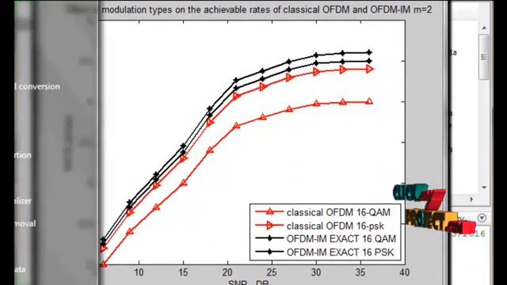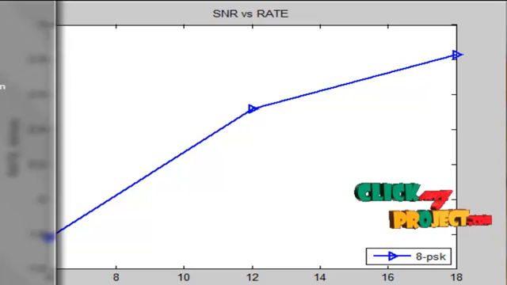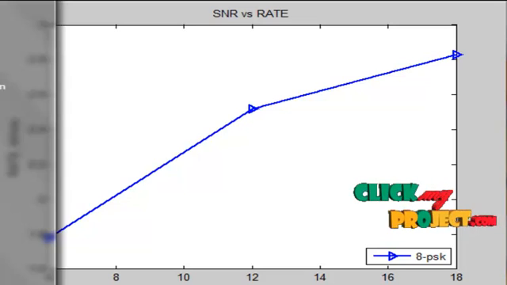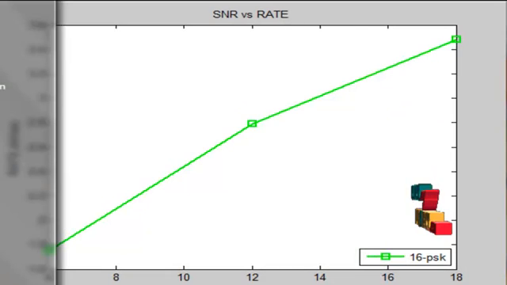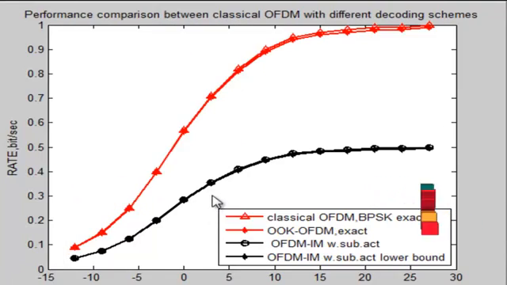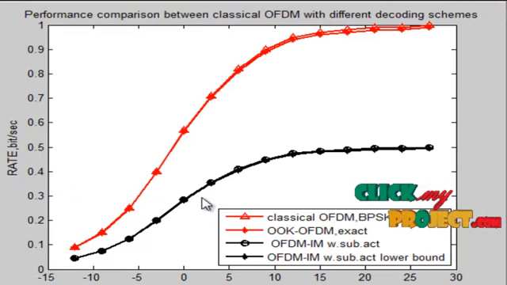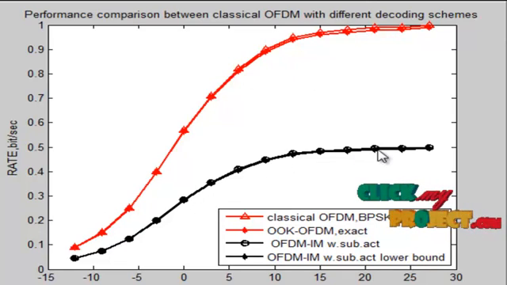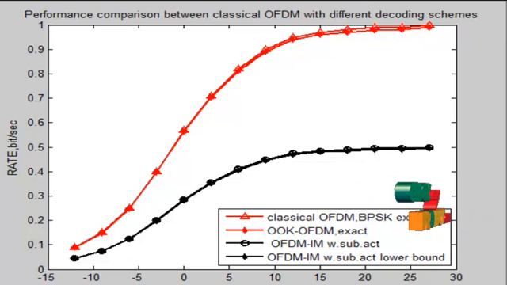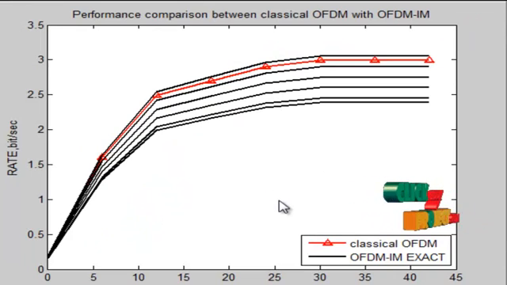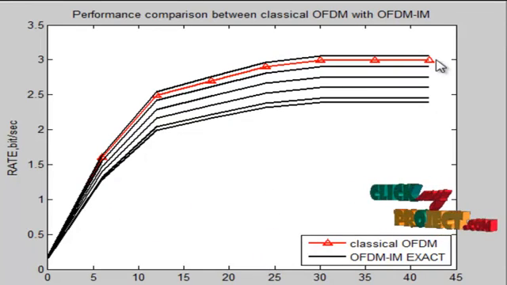First, compare the classical OFDM with OFDM-IM with localized grouping and interleaved grouping in terms of achievable rate. This is 8 PSK and this is 16 PSK. And then we discuss the performance of different decoding schemes: the classical OFDM-IM, and OFDM-IM with subcarrier activation only. And then we discuss the comparison of classical OFDM. This is classical OFDM. This is OFDM-IM.